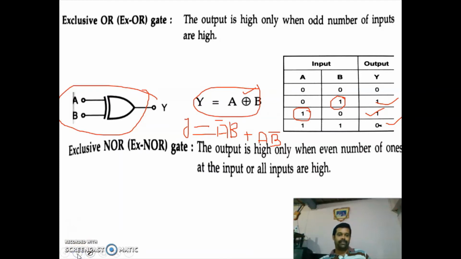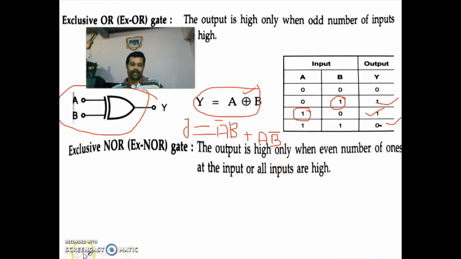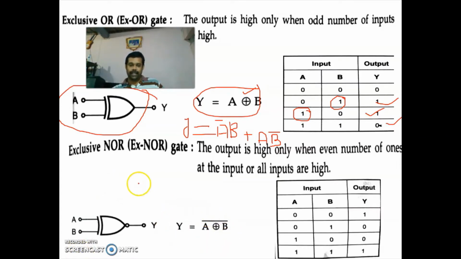Next is exclusively NOR gate. So when you are connecting a NOT gate to the output of an exclusively OR gate, you will be getting exclusively NOR gate. So this is the expression. This expression can also be written as A B plus A bar into B bar. The symbol for exclusively NOR is like this. And here in exclusively NOR, output is high only when even number of one input is high.